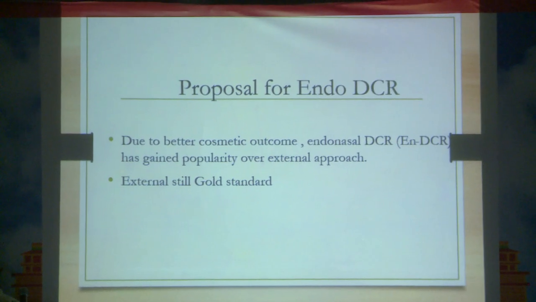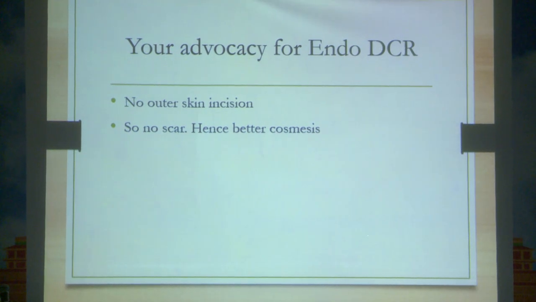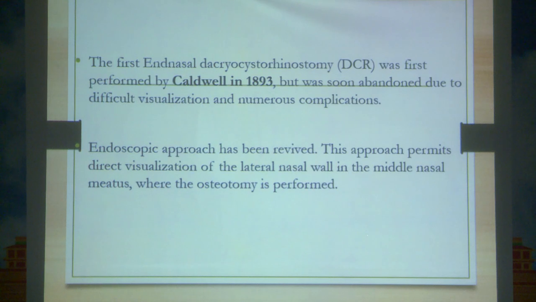The proposal for earlier endoscopic DCR was that it highlighted no scar. It would be done from the nose, and it would be very easy to motivate our female population. Still, external is the gold standard. Those initial advocates said there should be no skin incision and no scar. But as Dr. Nidhi rightly mentioned, we can avoid injury to the angular vein, not only the angular vein, sometimes there may be an accessory angular vein or a tributary of it. Both systems are equal. Even the first endonasal dacryocystorhinostomy was performed by Caldwell in 1893, but he stopped it and then switched over to the external one.